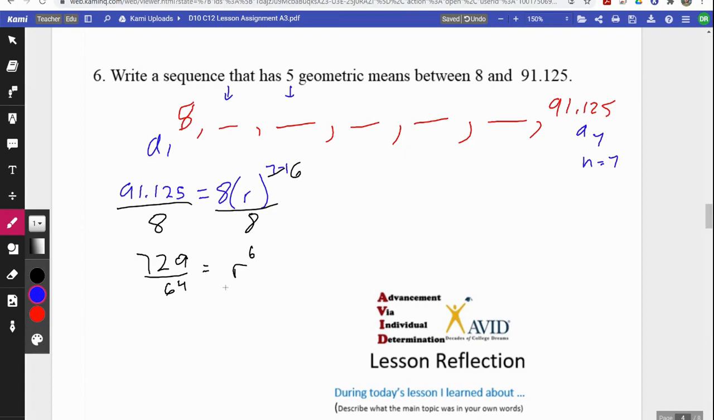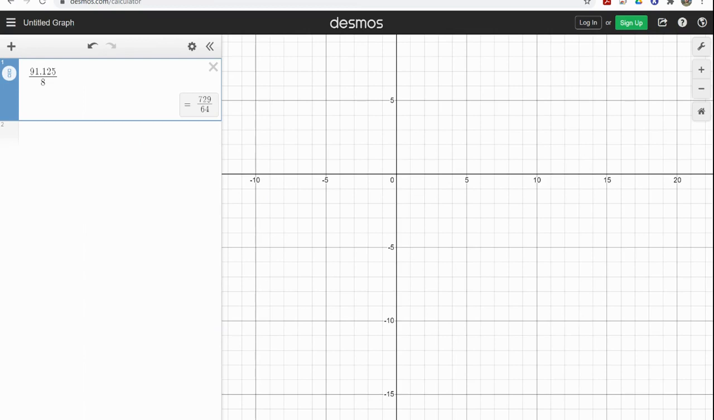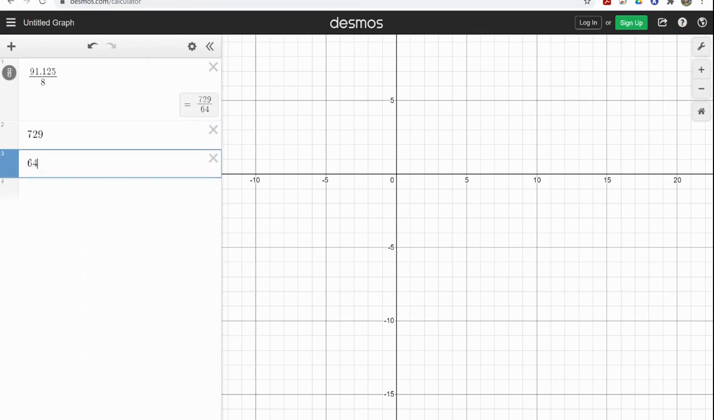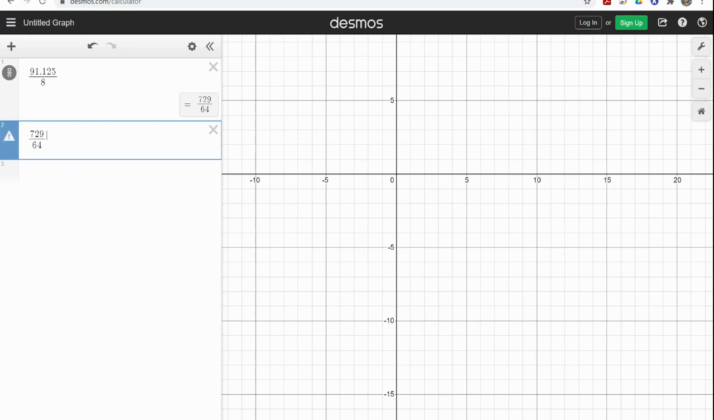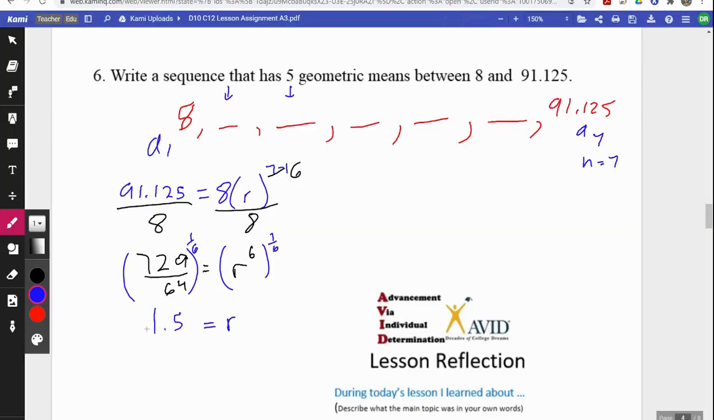However, it's harder to find that on a calculator. We could just raise it to the 1/6 power. That would achieve the same goal of getting r by itself, because it would be r to the 1st power from the power to power property where you multiply. So 729 over 64 to the 1/6. Divided by 64 first, and then raise this to the 1/6 power. And it's 1.5. Cool. Probably didn't need to change it to a fraction.